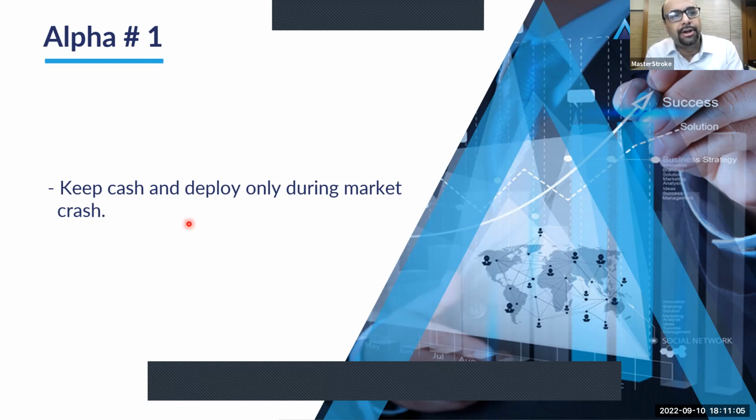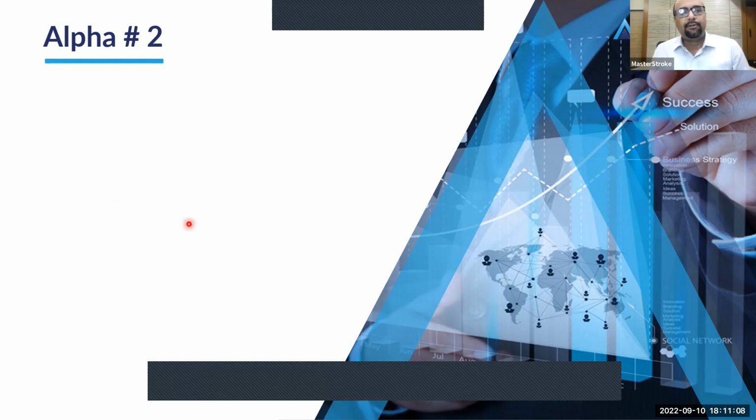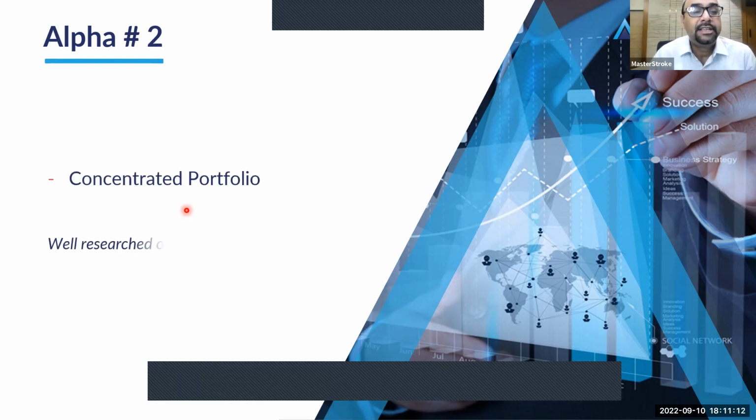Let's talk about alpha 2. Let's see what it is. This is the second strategy which I will tell you. The second strategy is to have a concentrated portfolio.